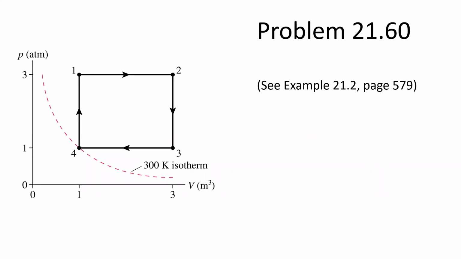This next problem, number 60 from chapter 21, I found to be a little puzzling the first time I looked at it. It's a variation on an example that was presented earlier in the chapter, example 21.2, page 579. Of course, this is for the 4th edition of our book.